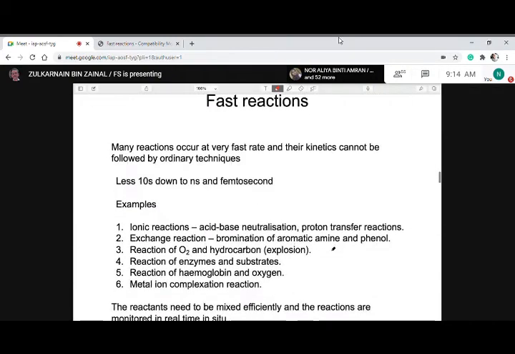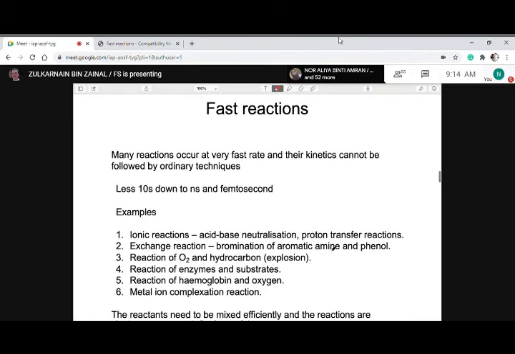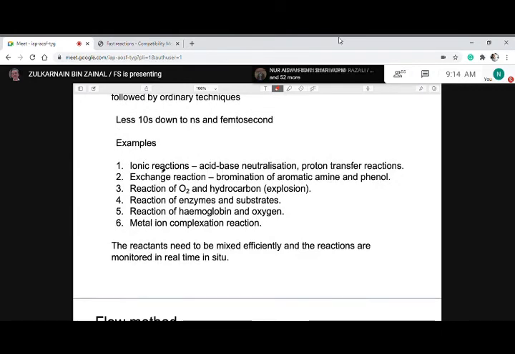Okay, on fast reaction, we have a number of examples. A reaction that occurs in less than 10 seconds is considered a fast reaction. Femtosecond reactions, for example. We have ionic reactions. Acid-base neutralization is one of them, and that is also considered a fast reaction. Although it is quite a simple reaction, as you can see, you can do that in the lab. The proton reacts with the hydroxide ion to form water. That is a very fast process.